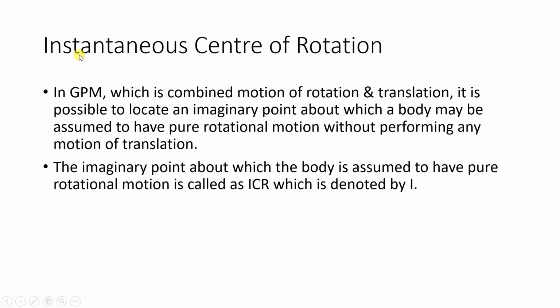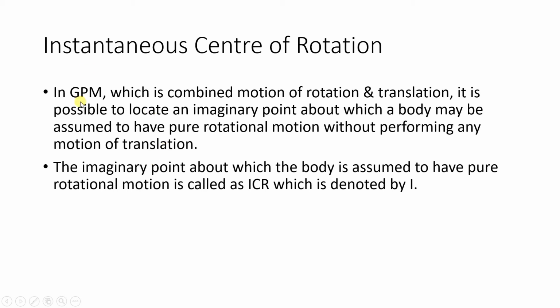Now this concept is very important, instantaneous center of rotation. What is this instantaneous center of rotation? We will see that. What is the definition of that? In general plane motion, which is combined motion of rotation and translation, so in general plane motion, we have both rotation and translation. It is possible to locate an imaginary point about which a body may be assumed to have pure rotational motion without performing any motion of translation.